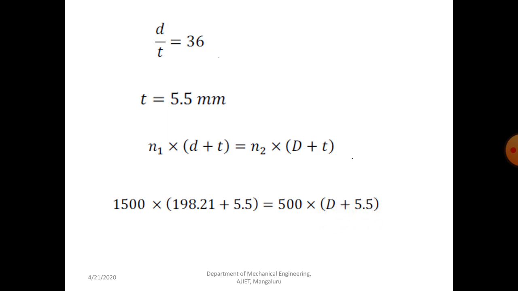So after substitution, you will get a value of 605.63. So this is the diameter of the larger pulley. So this is about the first step. Now we'll go to another step.